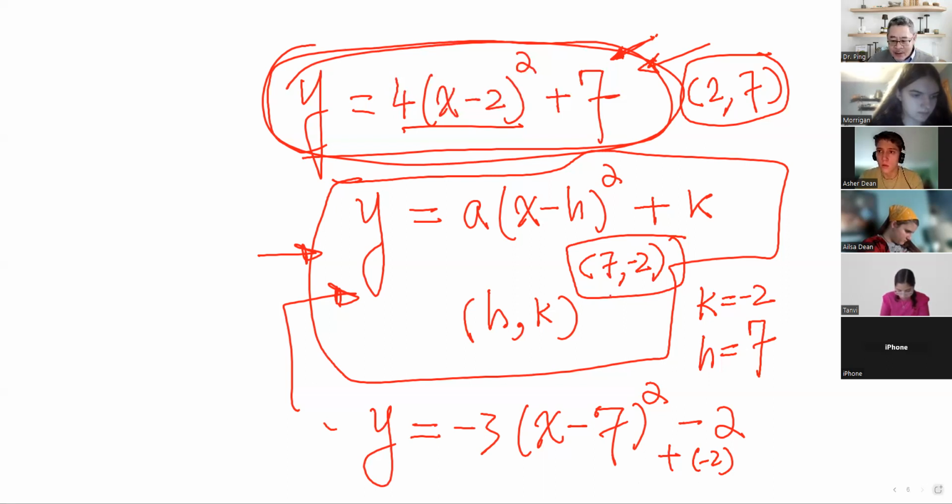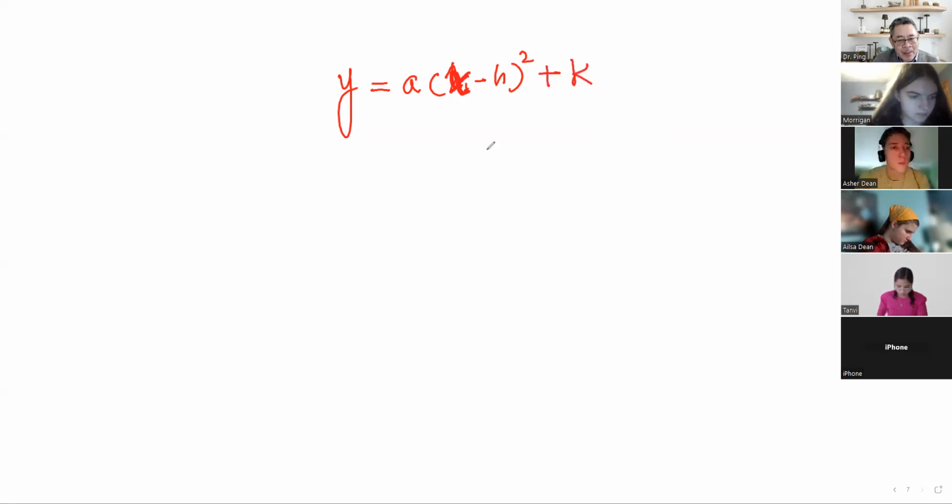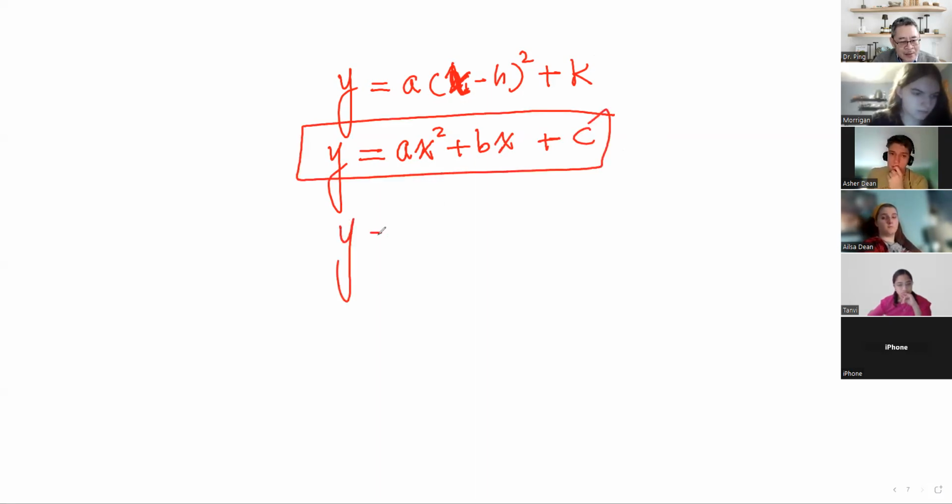So now we get something a bit more interesting, which is to figure out the vertex point if I got something instead of this form, because this form is pretty easy. It gives you the point. That's why it's called the vertex form. We have the vertex point there. But a lot of times we get this form. So how do we figure it out if we're given, say for example, y is equal to 2x squared plus 3x minus 5? How do we figure that out?